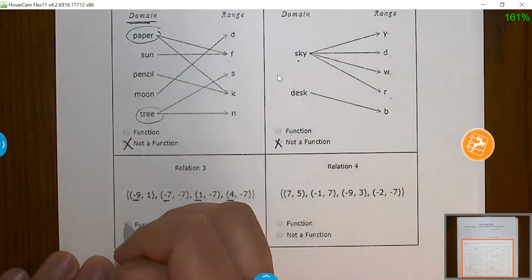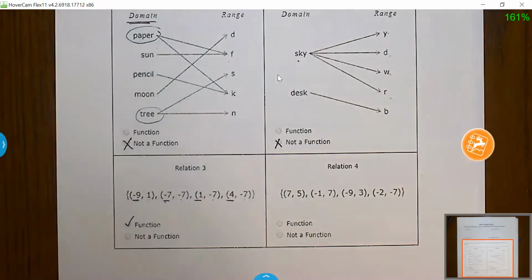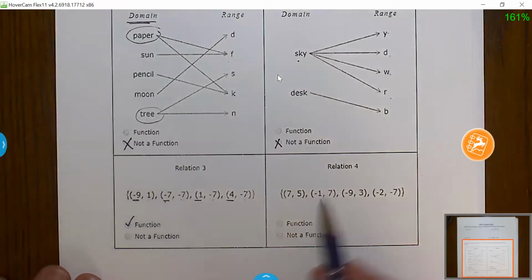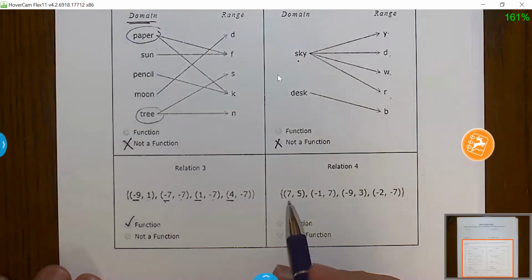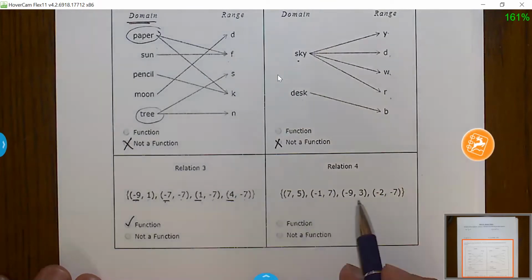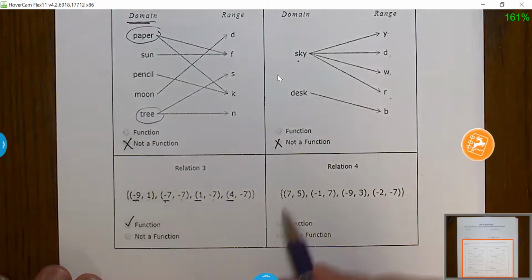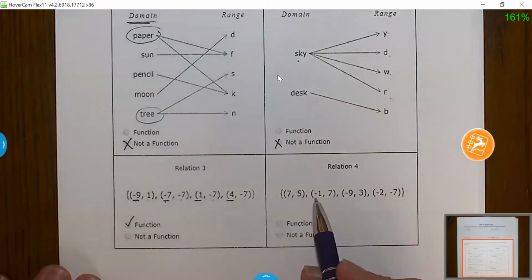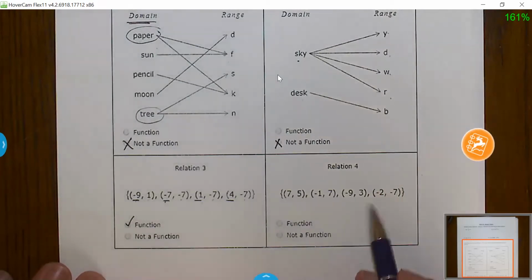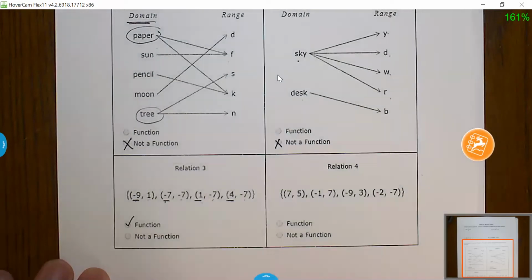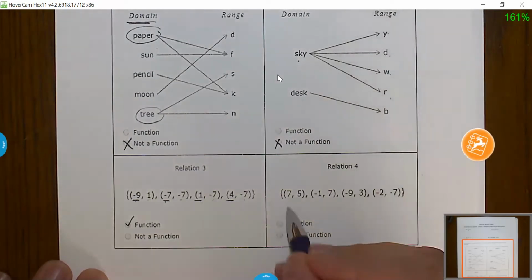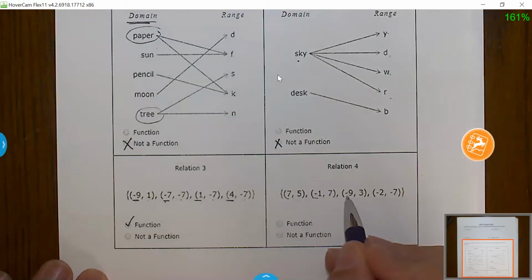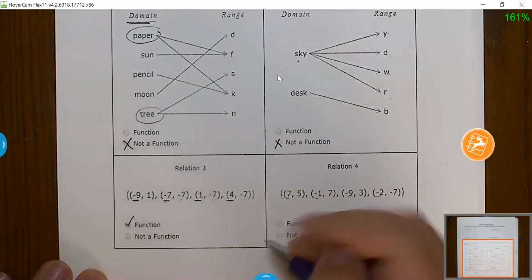So this would be a function. Another way to look at this is that the x value cannot repeat. So relation 4, we have 7, -1, -9, and -2. 7 outputs to 5, -1 outputs to 7, -9 outputs to 3, -2 outputs to -7. All right. Each input only appears once.